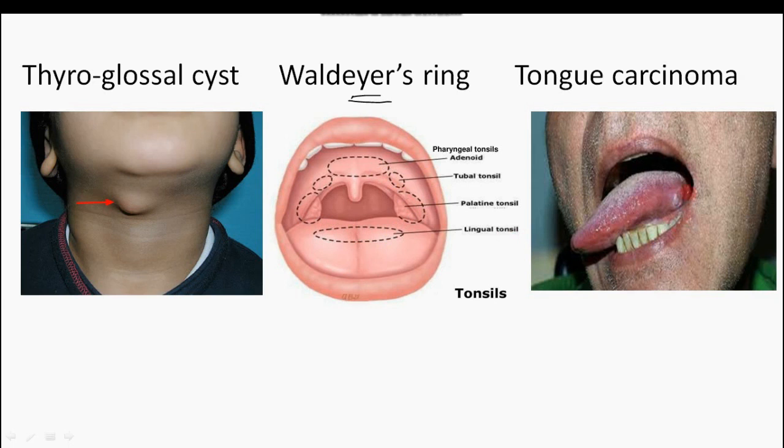Here we see the carcinoma of the tongue. The carcinoma of the tongue is squamous cell carcinoma. In this carcinoma of the tongue, the part which is malignant is removed. With this, the deep cervical lymph nodes are also removed.